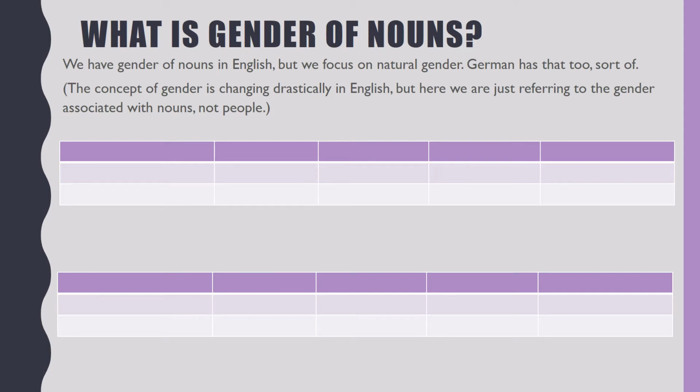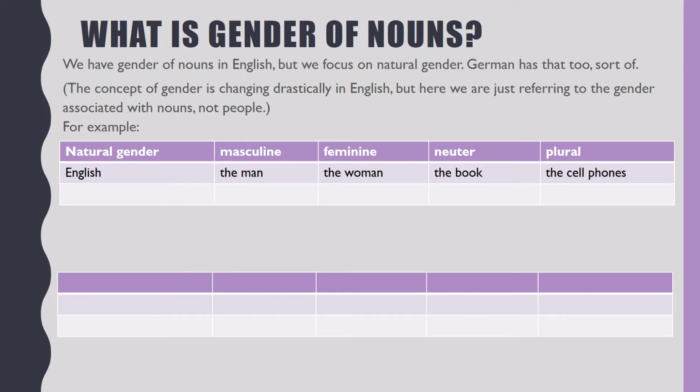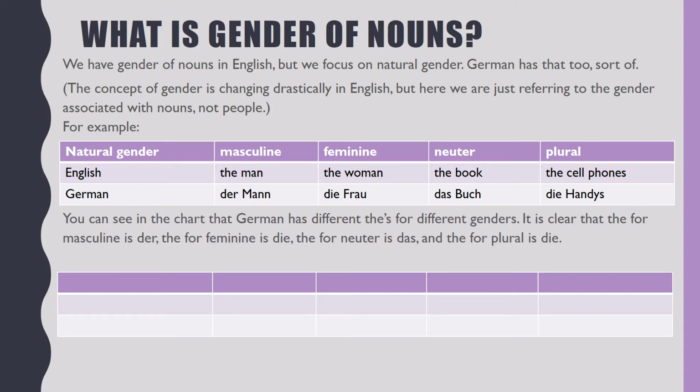nouns, not people. For example, in natural gender, we have the categories masculine, feminine, neuter, and plural. In English, words that belong in these categories are the man, the woman, the book, the cell phones. In German, these same words belong in these categories: der Mann, die Frau, das Buch, die Handys. You can see in the chart that German has different thes for different genders. It is clear that the for masculine is der, the for feminine is die, the for neuter is das, and the for plural is die.